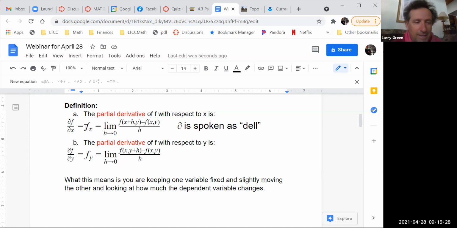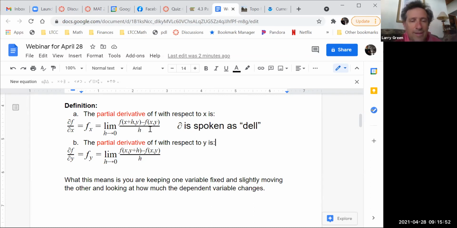Okay, definitely fewer letters to write, but it doesn't show the fraction. And remember, derivatives are really fractions. They're kind of rise over run. And as we see in this definition, it's equal to the limit as h goes to 0 of f of x plus h comma y minus f of x y, all over h.